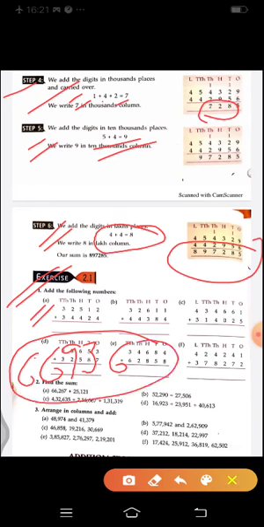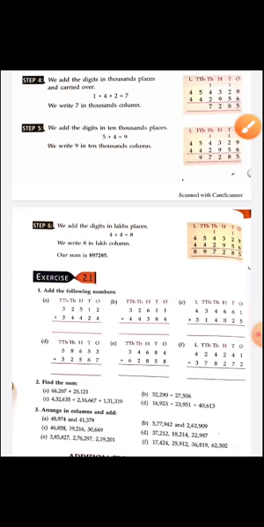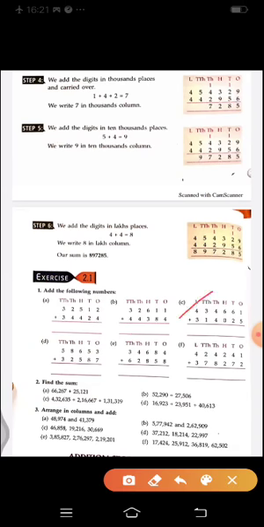Okay, so you will do the C, E and F part of this question, and similarly you will do question number 3. In this question, first you will arrange in the columns and then you will add. So how you will arrange in the column, you can see question number 1. This is called a column arrangement. So like this, you will first arrange the numbers and then you will add. Okay, students. So that is very easy because there is a simple addition for you.